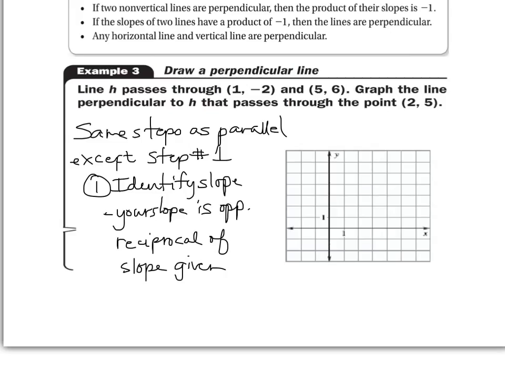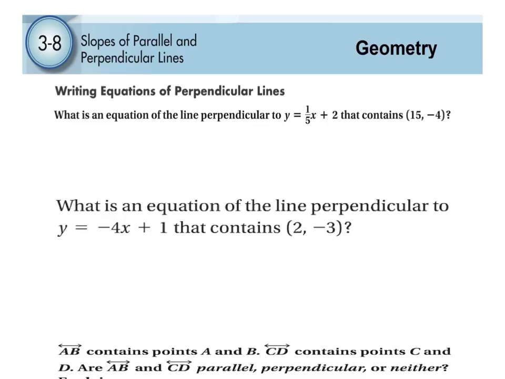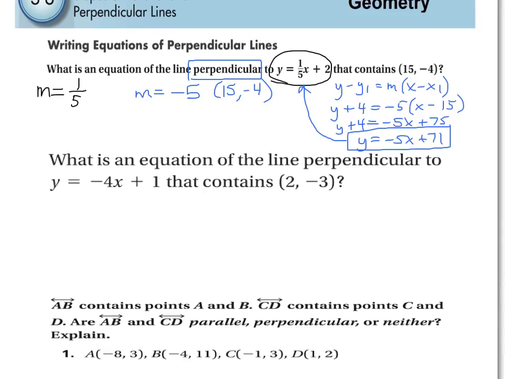So, let's take a look at some examples. We're not going to worry about this example here on the bottom of this page. Let's take a look at this first example. It says, what is an equation of a line perpendicular to y equals 1/5 x plus 2 that contains the point 15, -4? Again, these steps are the same as before, except one difference. As I look at this equation, identify the slope. When you get finished with this first example, you end up with y equals -5x plus 71, which is perpendicular to this line because the slopes are opposite reciprocals.